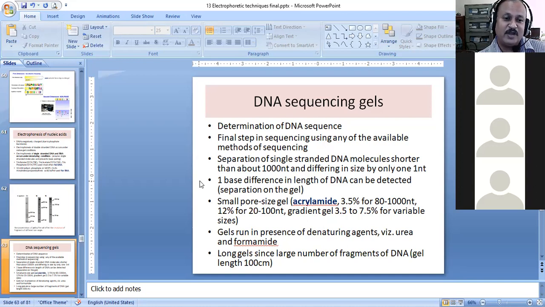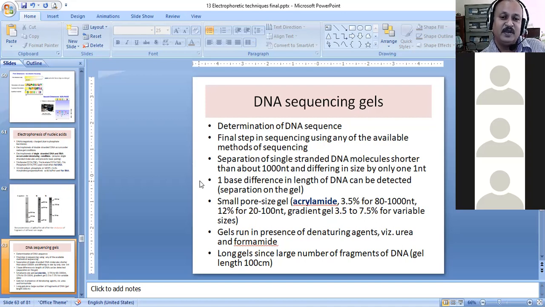What actually happens in both methods, Maxam Gilbert's method or Sanger's method, is that we carry out a certain procedure on the DNA molecules, and that procedure leads to a set of DNA molecules, a series of molecules starting from a very low molecular weight DNA to a high molecular weight DNA. We have a range of DNA molecules of progressively shorter length, or in other words, progressively longer length.